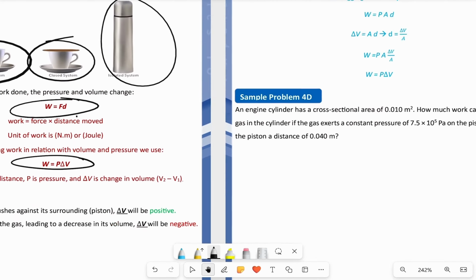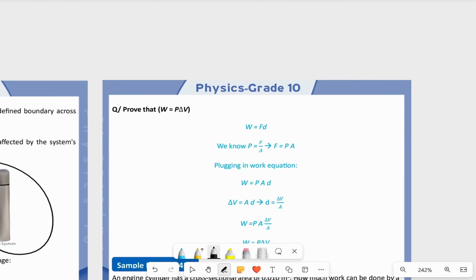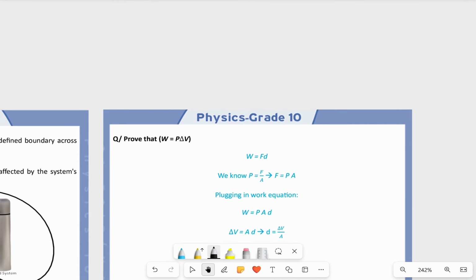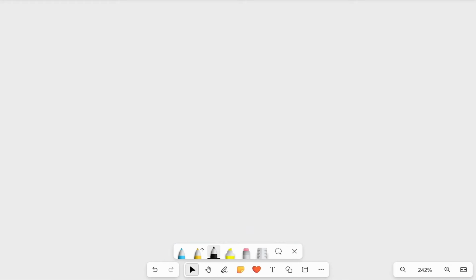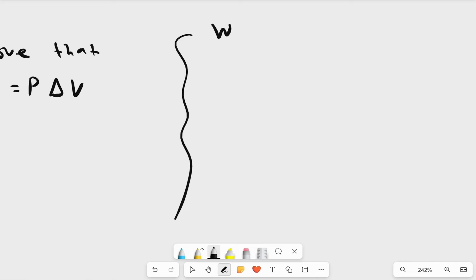So we have this question. It says, prove that work is equal to pressure times change in the volume of an object. First of all, remember the equation for work. It is equal to force times distance. Now, if you remember, pressure was equal to what? Think about it. What equation do you have for force?